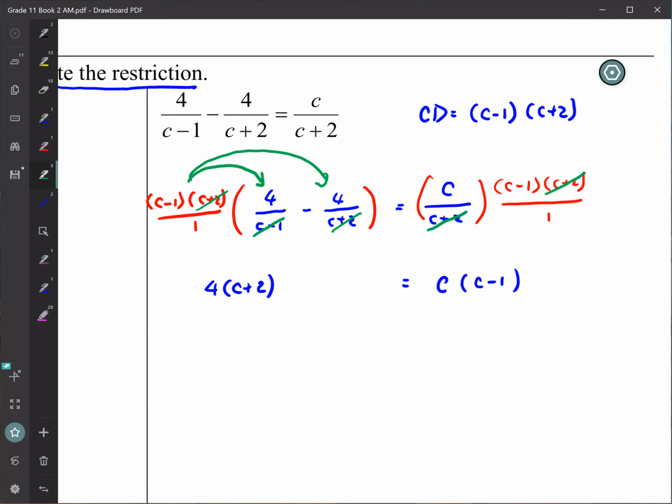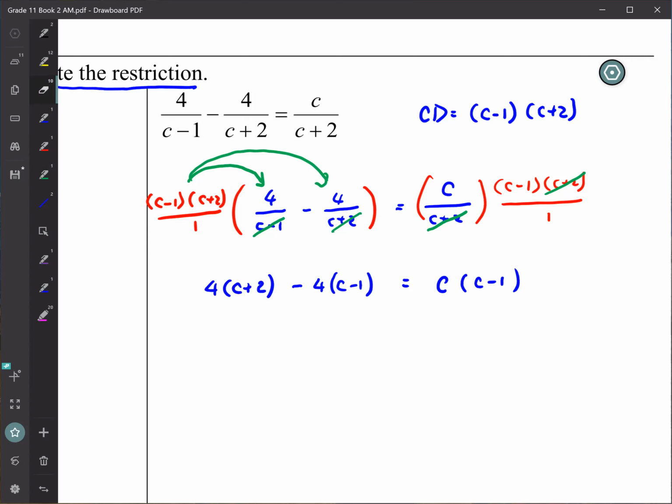So even though you cancel out the C minus 1 for the first one, it doesn't mean it's gone forever, right? Because you're using the same common denominator to multiply both of the fractions. All right, so for the second one, it will be minus 4 times C minus 1, okay? So now you can see that the equation no longer has a denominator. So it becomes something you know how to solve.